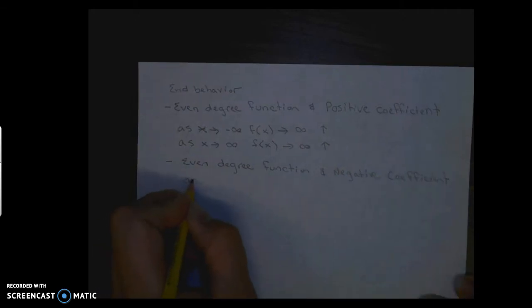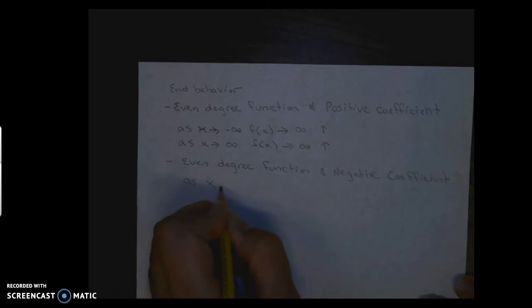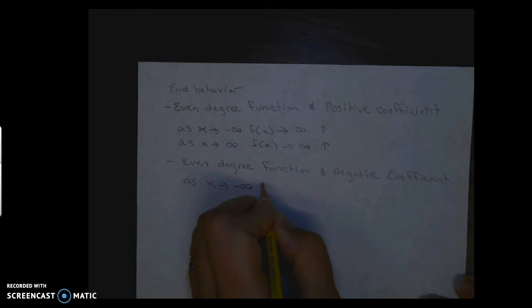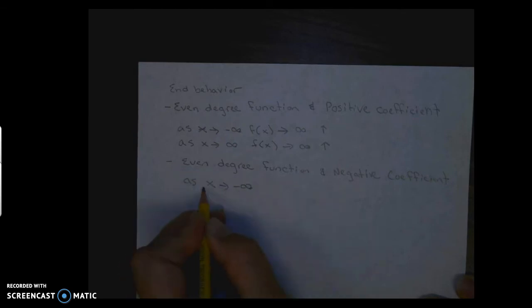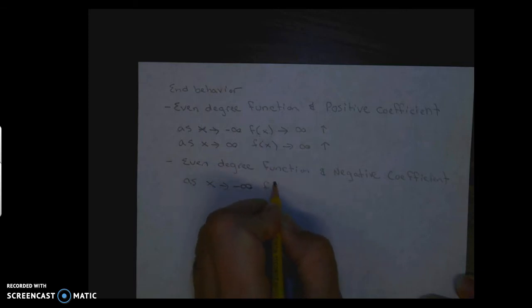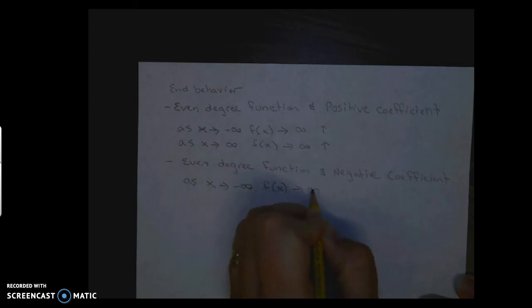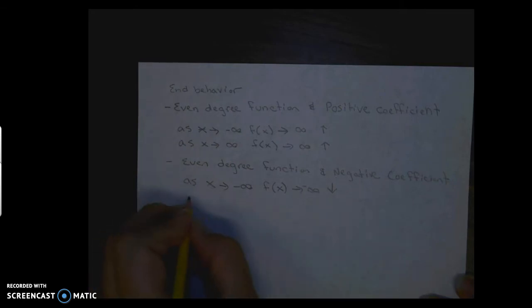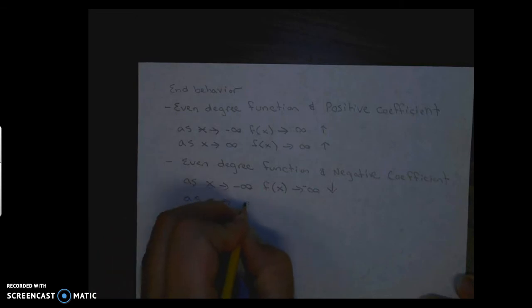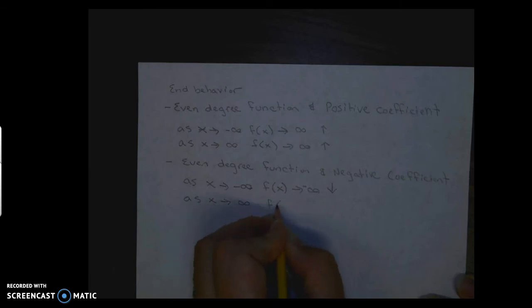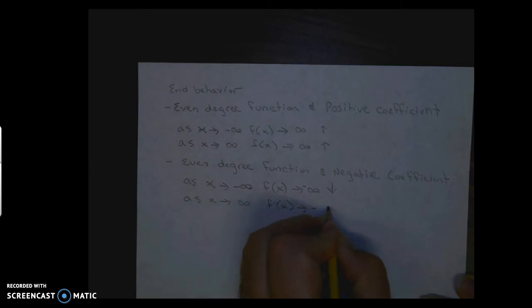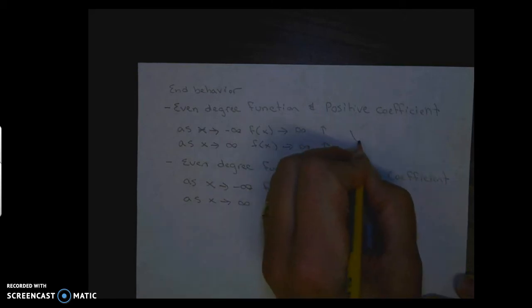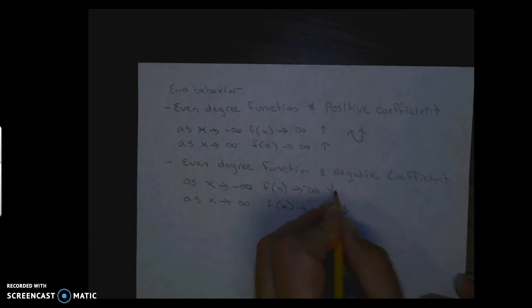going left, that's what this part means. As the function moves left, as the domain is moving towards negative infinity, the range, the y values, are approaching negative infinity because we have a negative coefficient. We're going down. And then going to the right, as x approaches positive infinity, the function is going down. This was up on the left, up on the right. This is down on the left, down on the right.